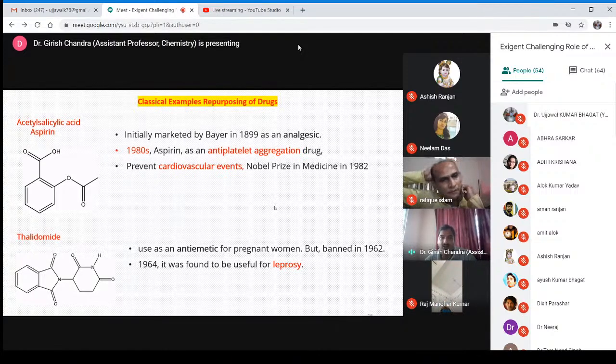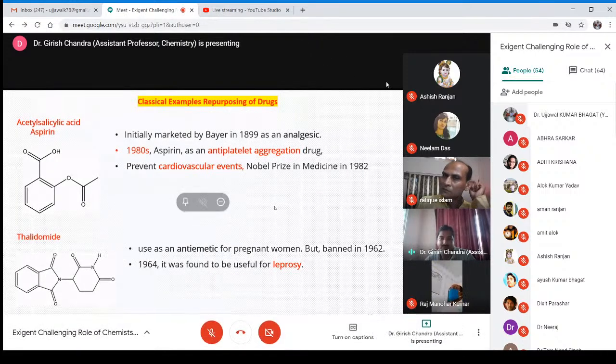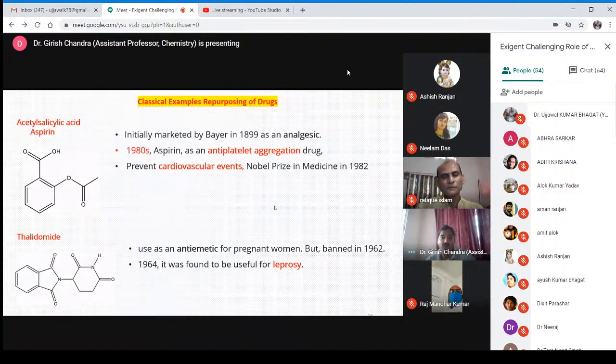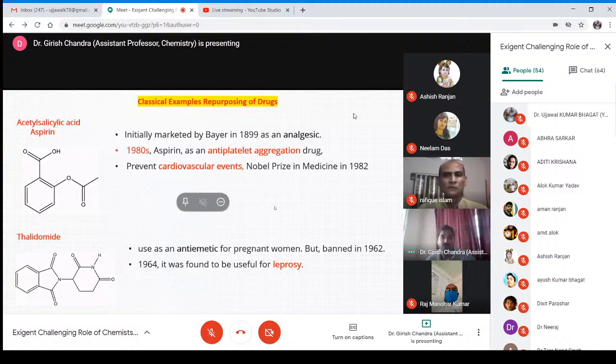During 1980, it was found that this compound is very useful to coagulate blood. So this is basically antiplatelet aggregation. This compound, which is a very cheap medicine, we can also use for coagulating blood. Most doctors advise that if you have a heart attack, just take aspirin and chew. So the severity of the heart attack will go down. So this is a good example of repurposing of drugs.